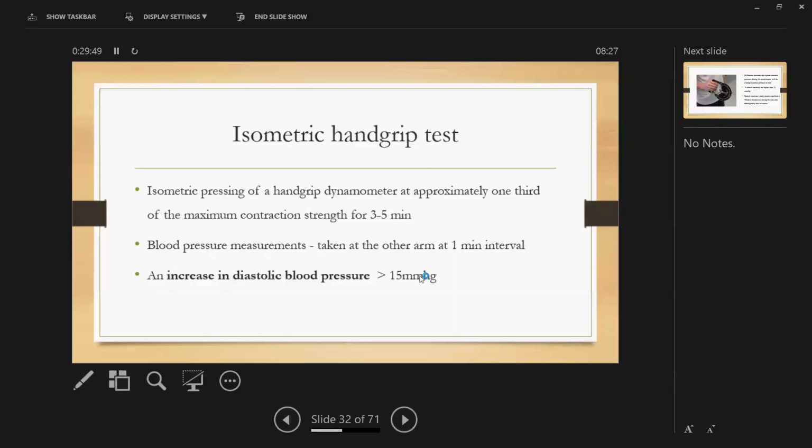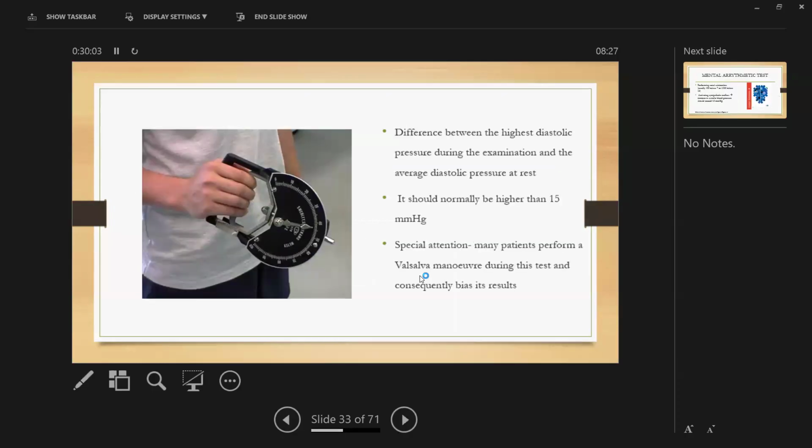There is a specific instrument, a hand grip dynamometer. We must ask the patient to do maximum contraction for 3 to 5 minutes. During that time, sympathetic activity occurs, and here also the diastolic blood pressure must increase by more than 15 millimeters of mercury. The problem with this test is that when we ask the patient to exercise, the patient may sometimes activate Valsalva. They will strain and may do Valsalva instead. So it can bias the test, and we must be careful about that.